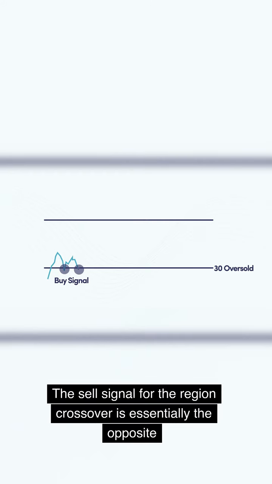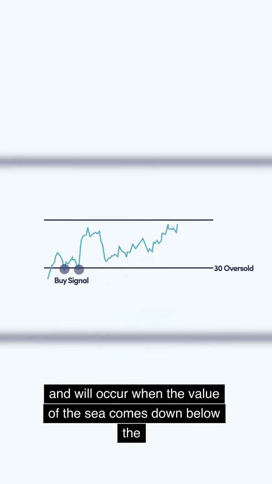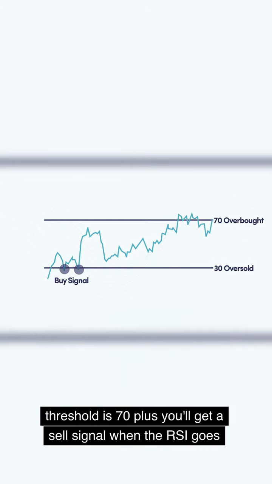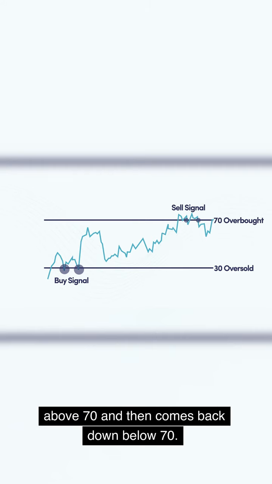The sell signal for the RSI with region crossover is essentially the opposite and will occur when the value of the RSI comes down below the overbought threshold. For example, imagine that the overbought threshold is 70. Thus, you'll get a sell signal when the RSI goes above 70 and then comes back down below 70.